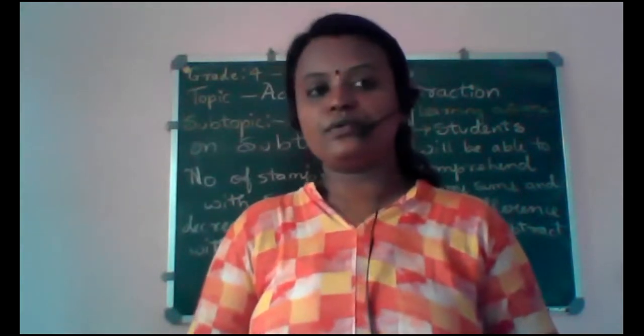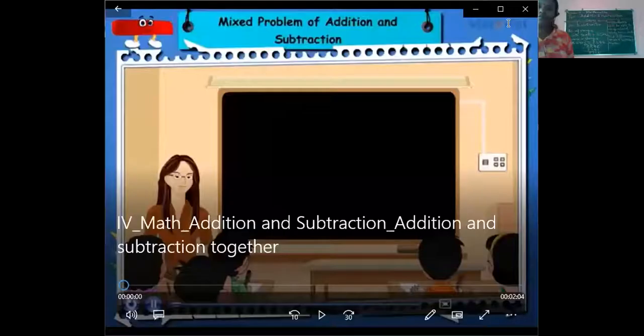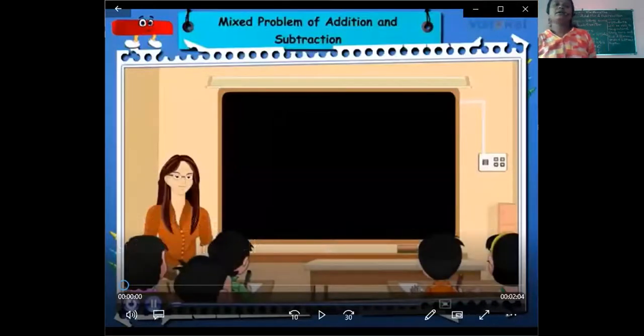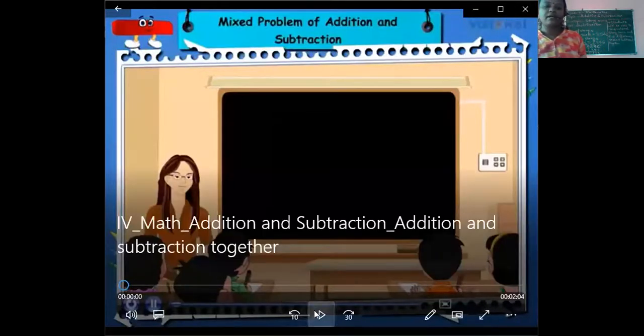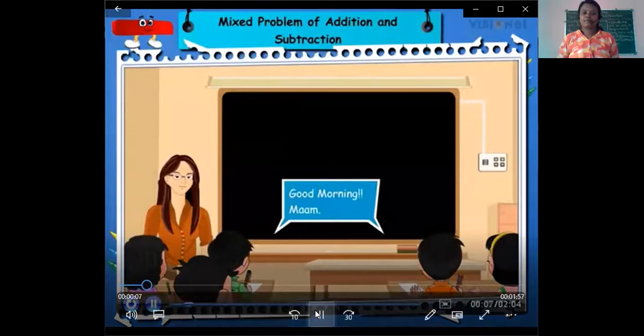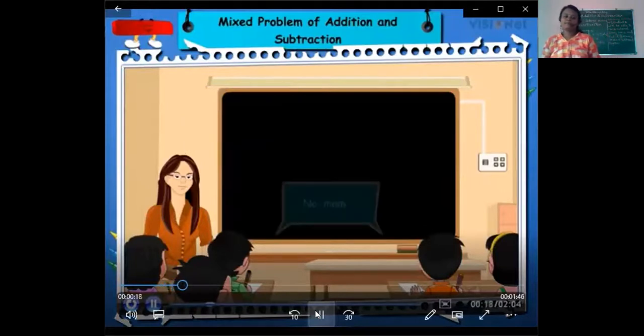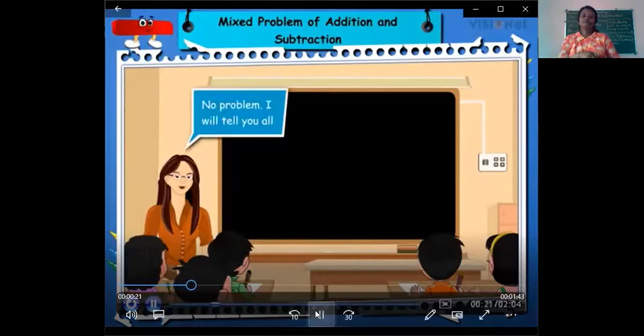Now let us learn how to solve addition and subtraction together. So children, here we are going ahead with mixed problems of addition and subtraction. Let us listen to some examples based on them. Good morning, students. Good morning, ma'am. Today we are going to study the sums involving addition and subtraction. Is there anyone who knows this method? No, ma'am. No problem. I will tell you all what exactly this method is.